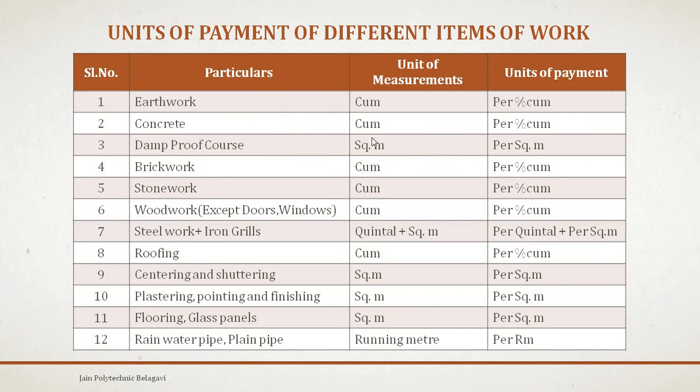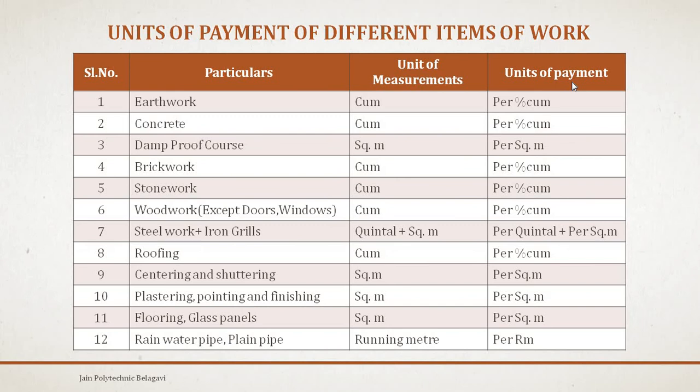Earthwork is cubic meter, concrete is cubic meter. Damp proof course at plinth level is in square meters. Brickwork and stonework are nothing but masonry, so again considered in cubic meters. Then coming to steel work, woodwork. Woodwork, say furniture, is considered in cubic meter as unit of measurement, except doors and windows which are taken up in numbers.